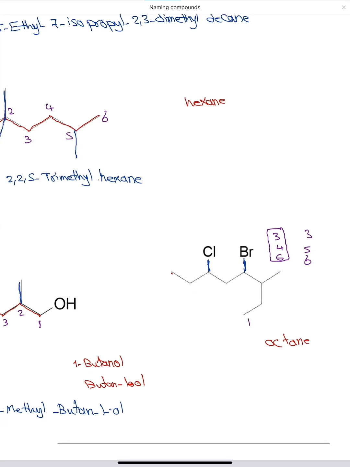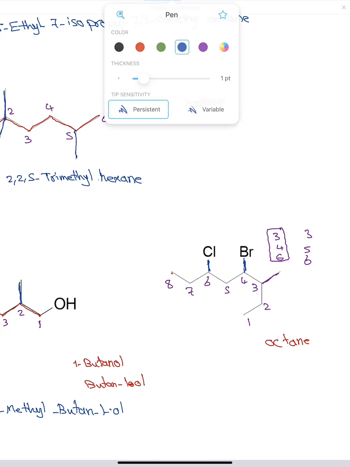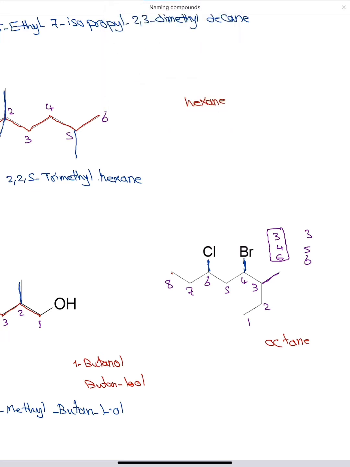So it's 1, 2, 3, 4, 5, 6, 7, and 8. We have the methyl substituent, we have the bromo, and we have the chloro. To put them in alphabetical order, we're going to start with the bromo. So it's going to be 4-bromo, and then the chloro will come next. So 6-chloro, and then we have 3-methyl, and then the final name, which is octane.